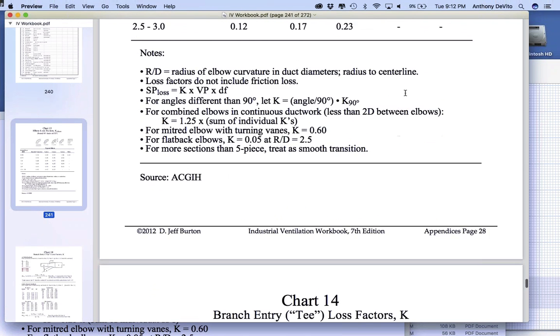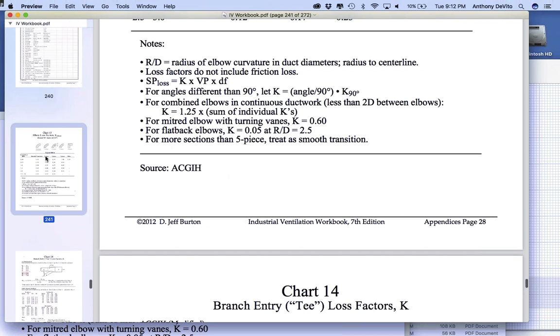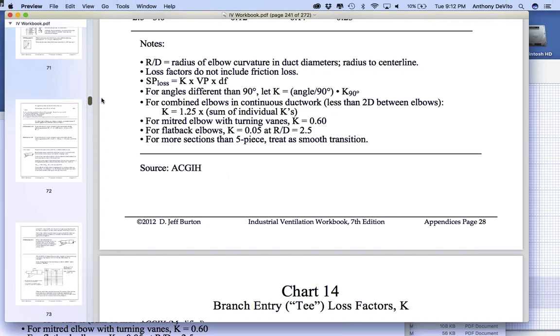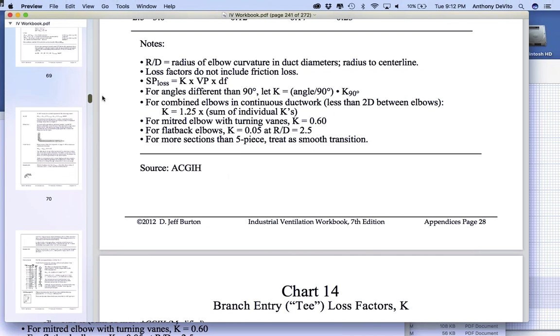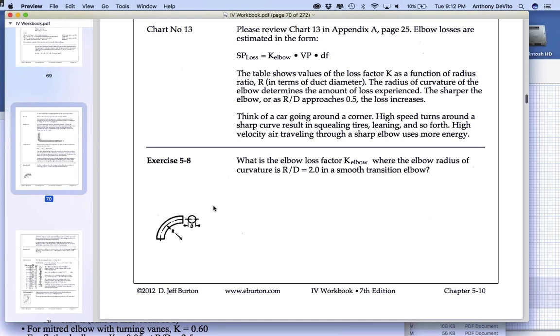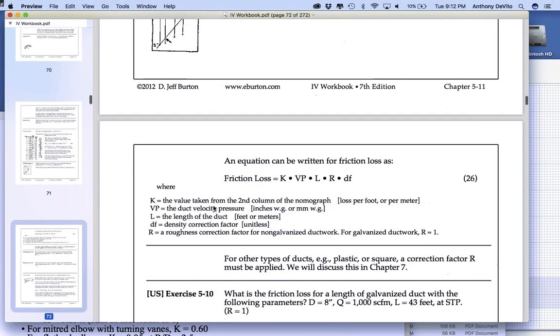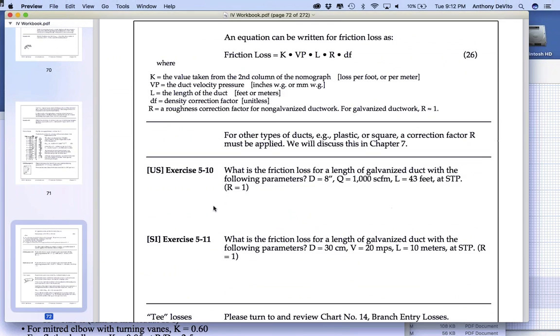Okay, so let's move on from there. So I'm going to go back there. The whole thing's in that table. It just gives you some ways to adjust to that. Okay, that was exercise 5.9. Okay, exercise 5.10.